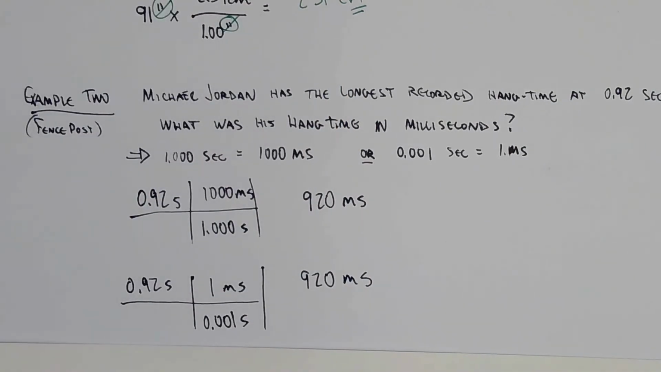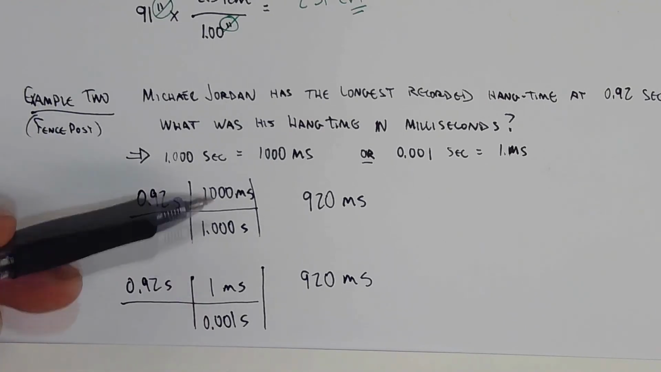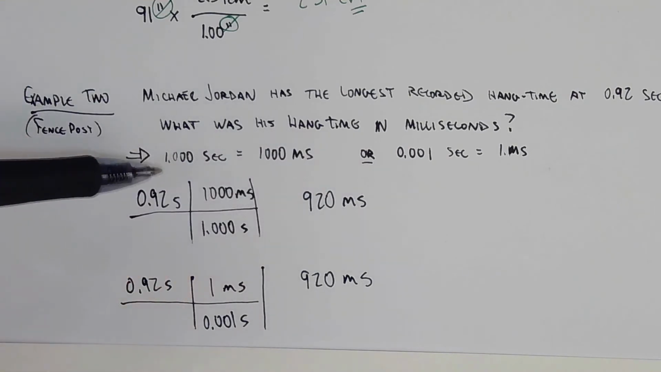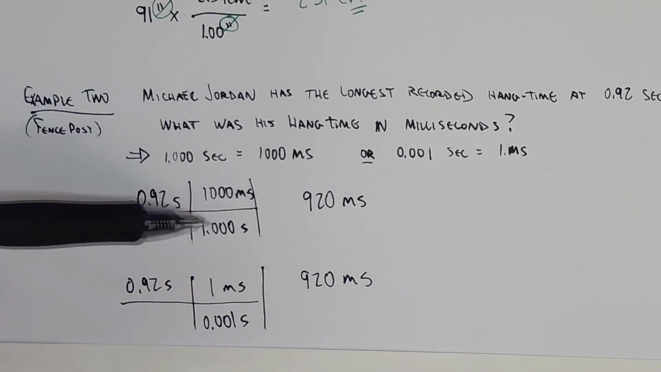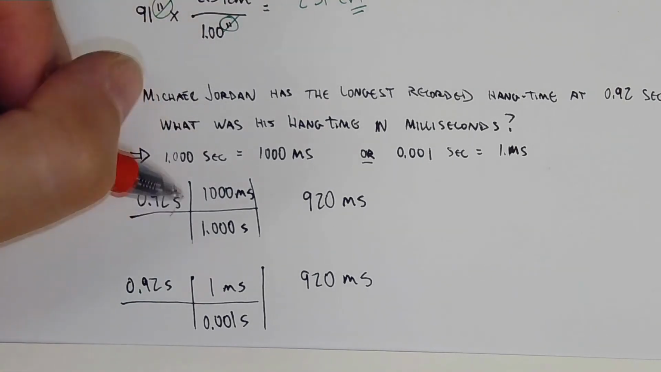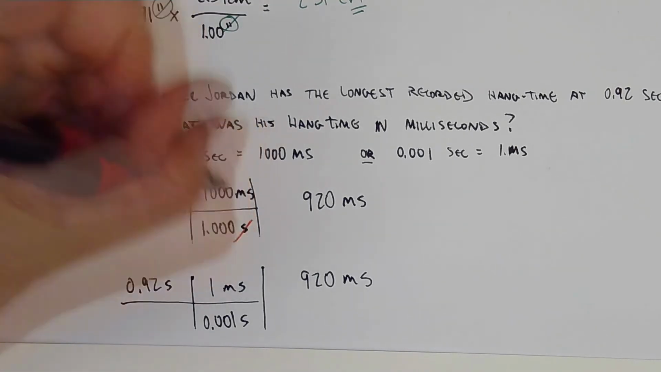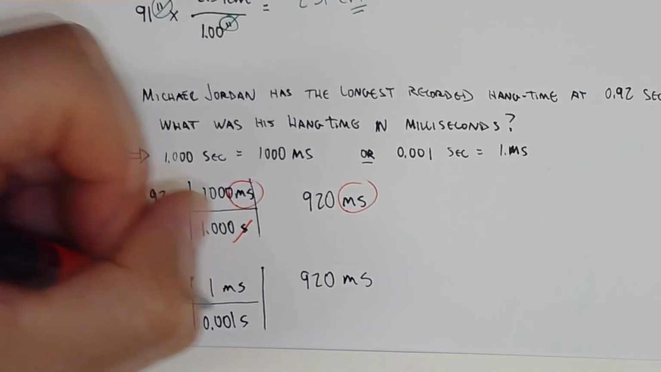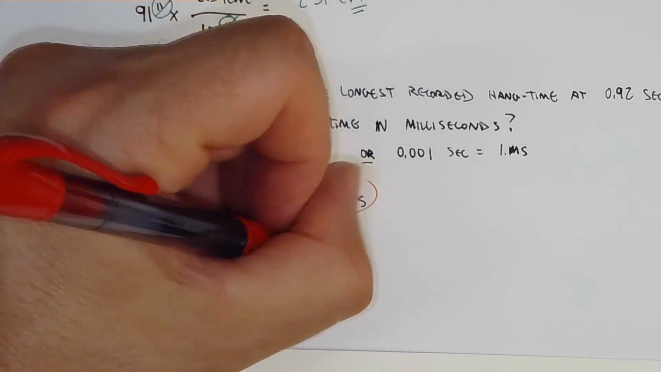You don't have to worry about choosing the wrong fraction, as long as whichever one you've chosen has the correct equivalency and you set it up so that the units cancel out. You can see seconds cancels with seconds, leaves me with milliseconds.